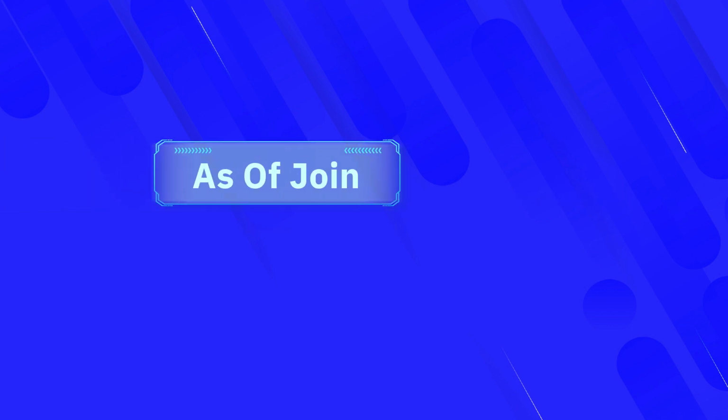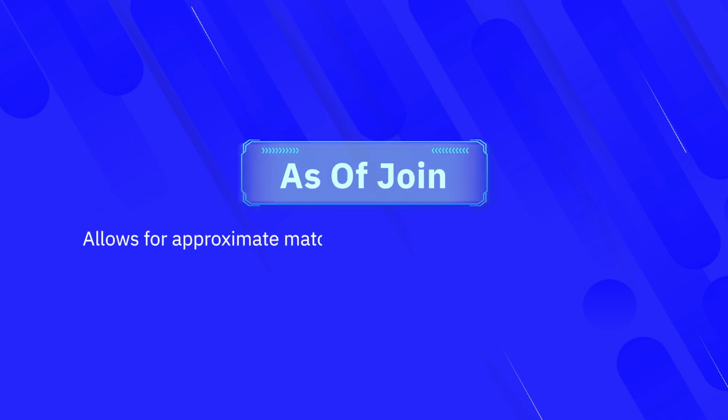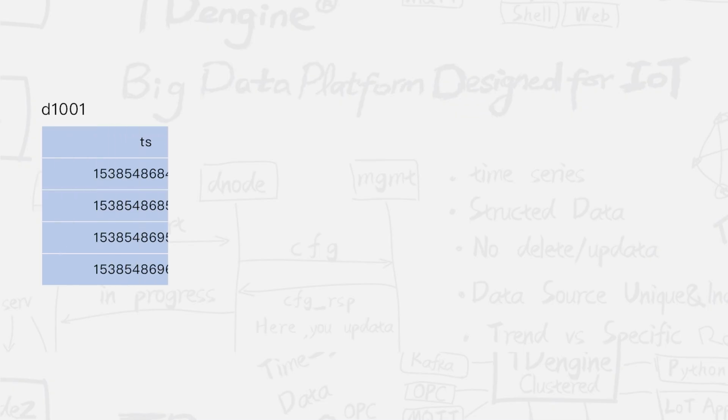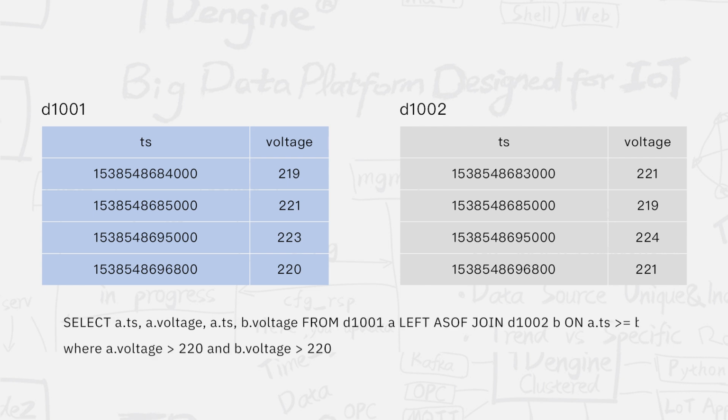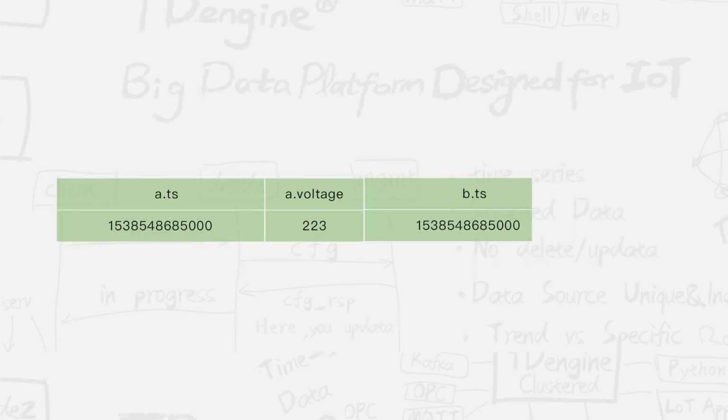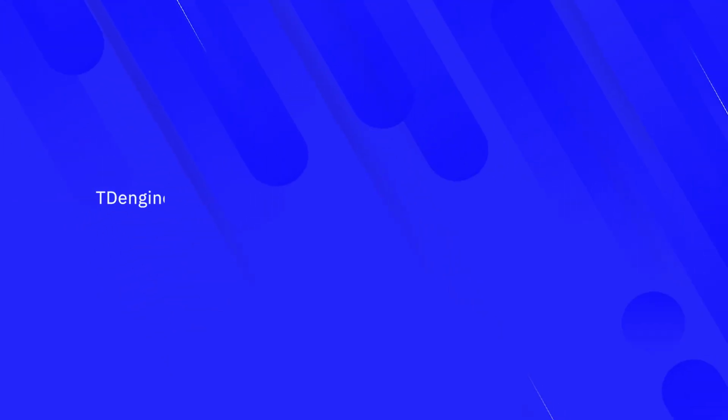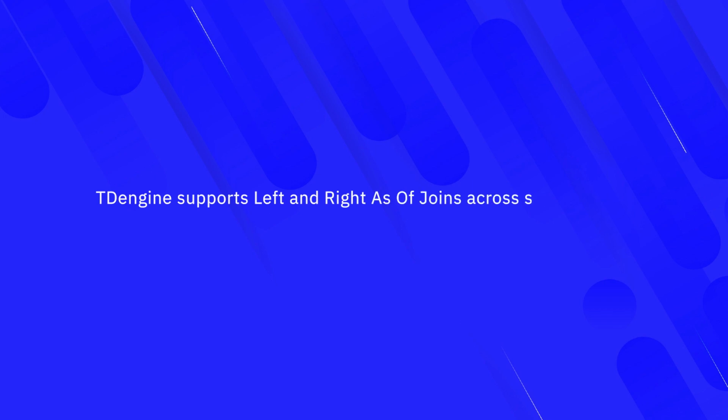An as-of join allows for approximate matching based on the closest timestamp, rather than requiring exact matches. For example, to find voltage values from table D1001 where the voltage is above 220, and also get the closest earlier timestamp in table D1002 with a voltage greater than 220, the SQL query would be as follows. The result of this query is displayed on screen. TDengine supports left and right as-of joins across supertables, regular tables, and subtables.